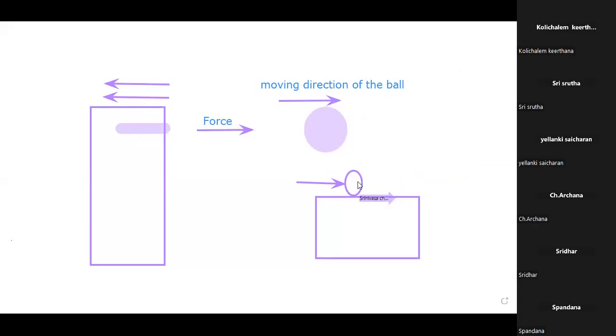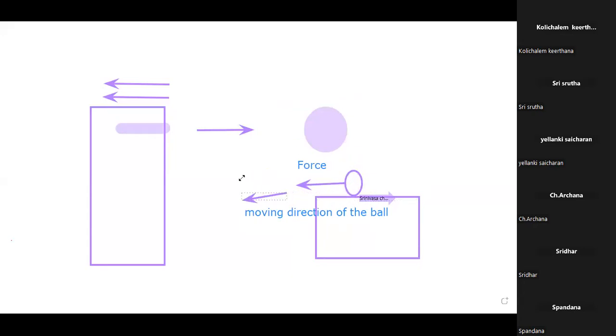One more example I will give you. If I am pulling the body, now I am pulling the ball, the force direction is this one. The force direction is here, and the object moves in the same direction. In the same direction the object moves. So you pull or push, what is the direction of the force? If it is straight forward, the object also moves forward.